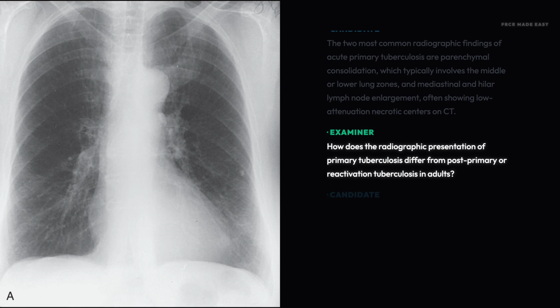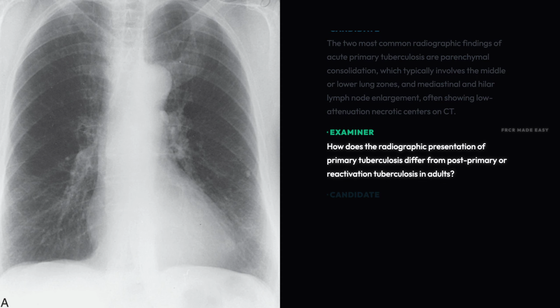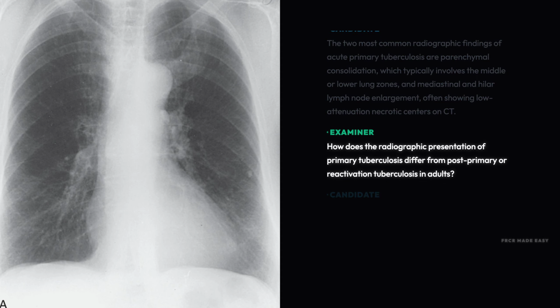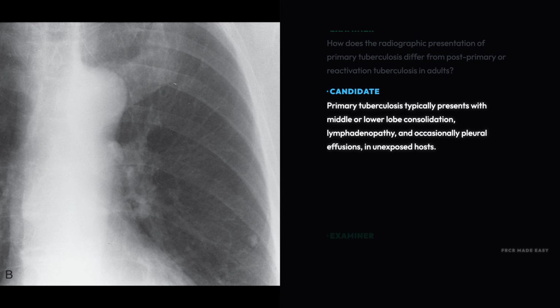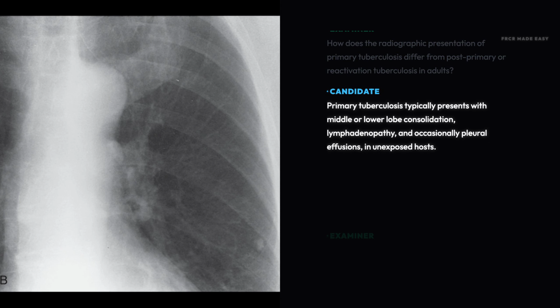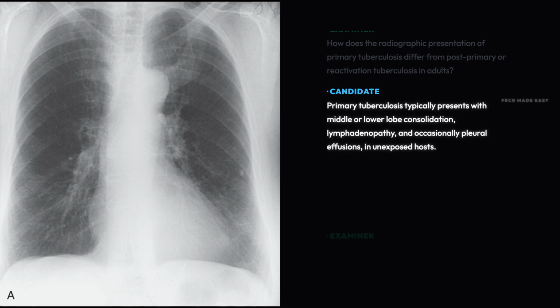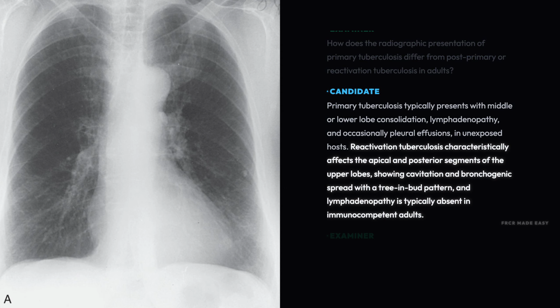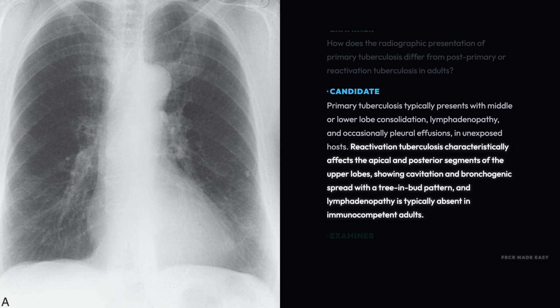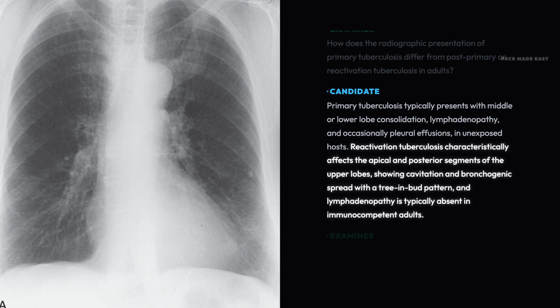How does the radiographic presentation of primary tuberculosis differ from post-primary or reactivation tuberculosis in adults? Primary tuberculosis typically presents with middle or lower lobe consolidation, lymphadenopathy, and occasionally pleural effusions in unexposed hosts. Reactivation tuberculosis characteristically affects the apical and posterior segments of the upper lobes, showing cavitation and bronchogenic spread with a tree-in-bud pattern, and lymphadenopathy is typically absent in immunocompetent adults.